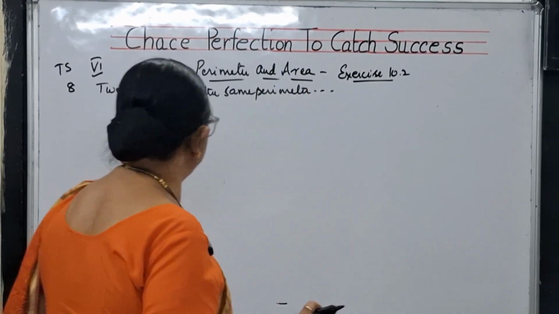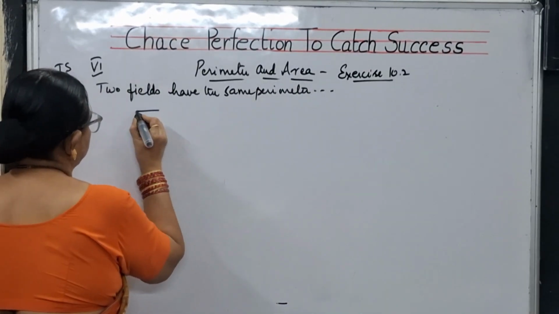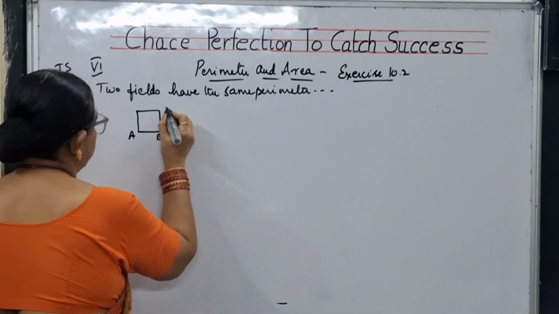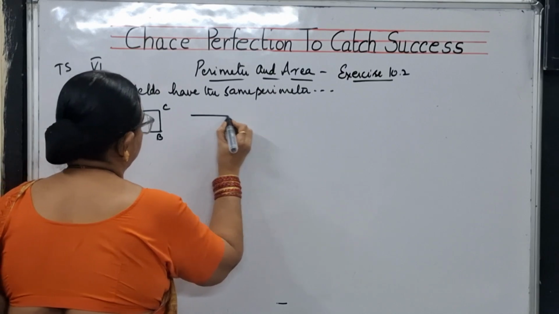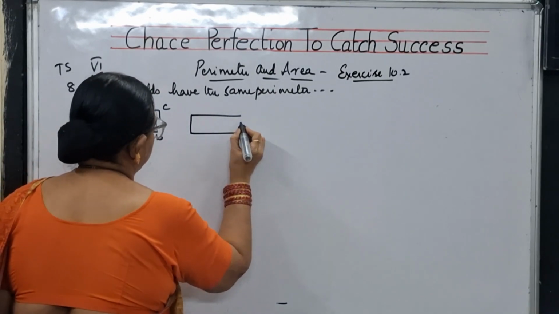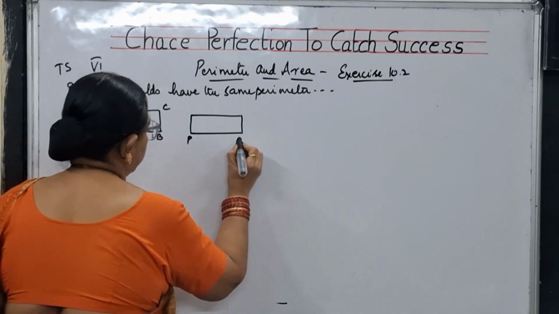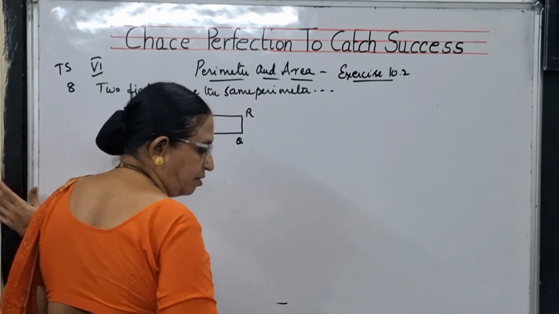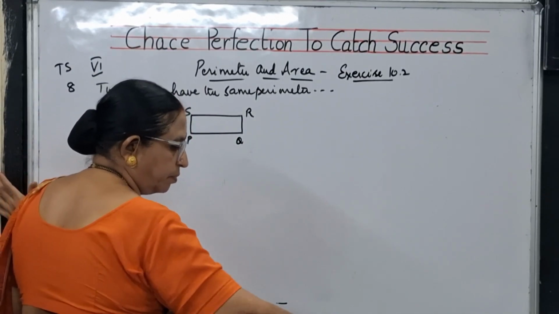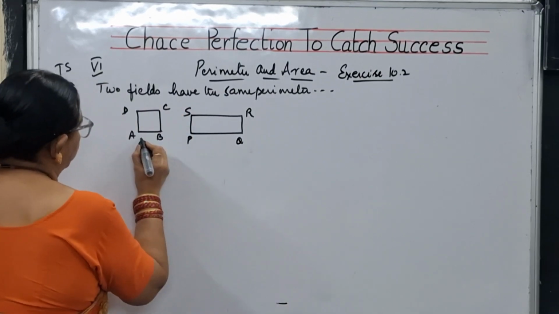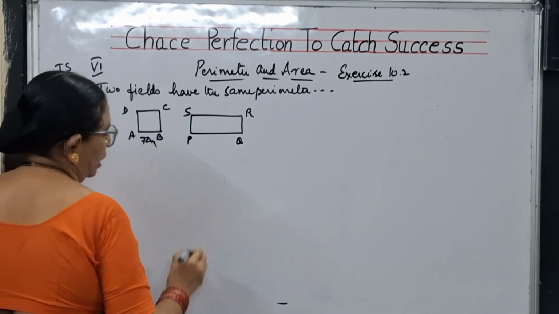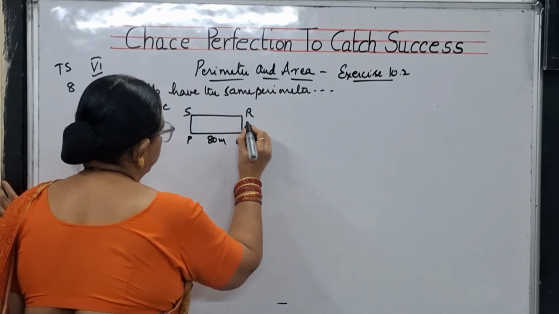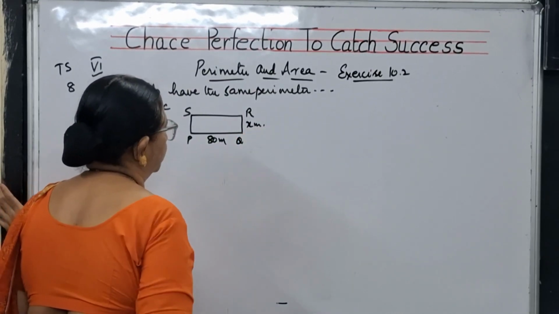Here you have two figures, children. One is a square, let me call it ABCD. And the second one is a rectangle, PQRS. Then what did they say? The square has got side as 72 meters and length is 80 meters. So we don't know breadth. Breadth, let it be x meters.